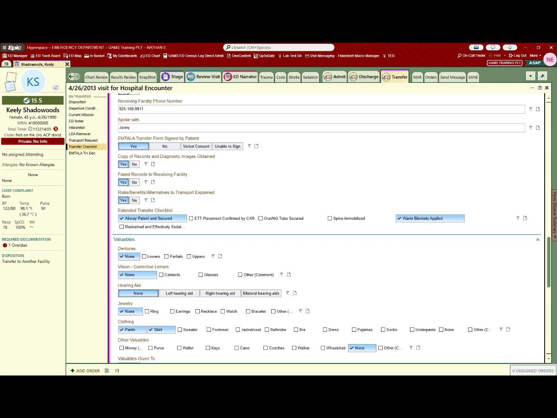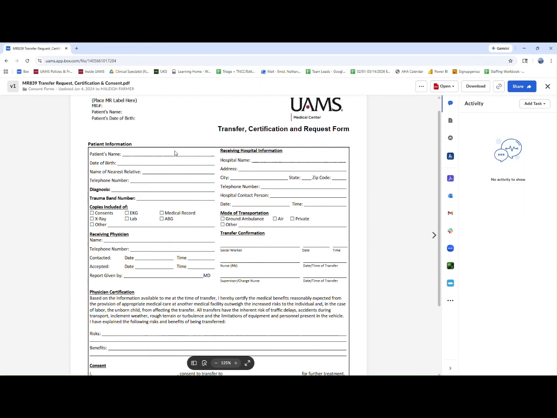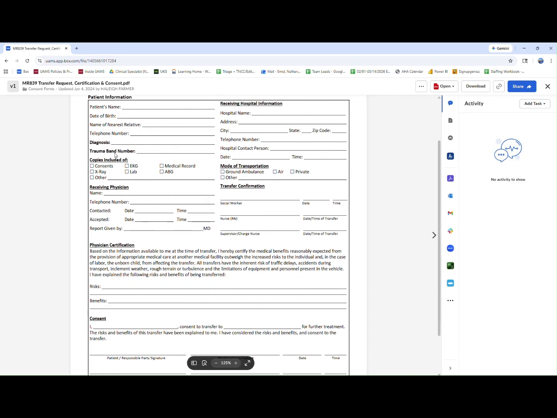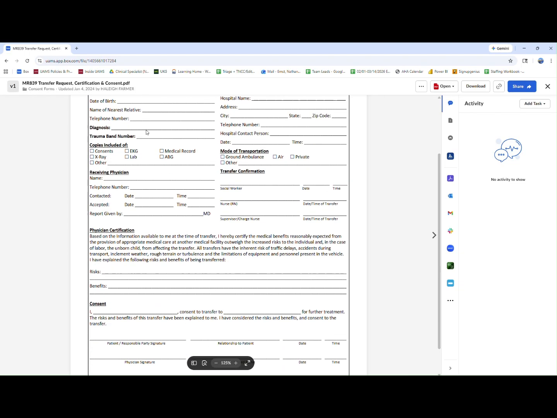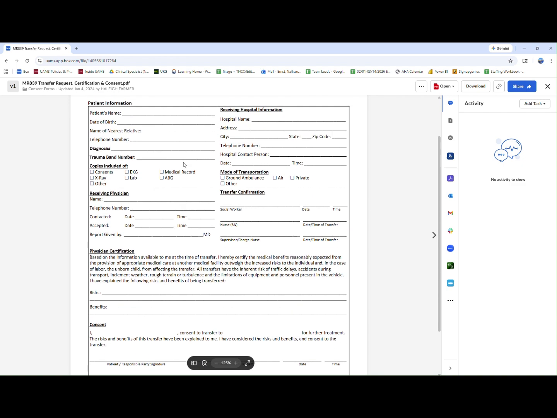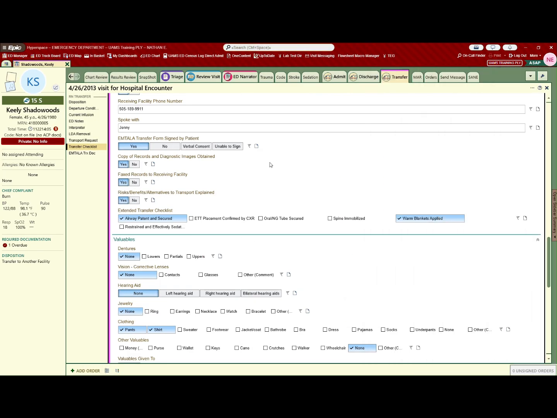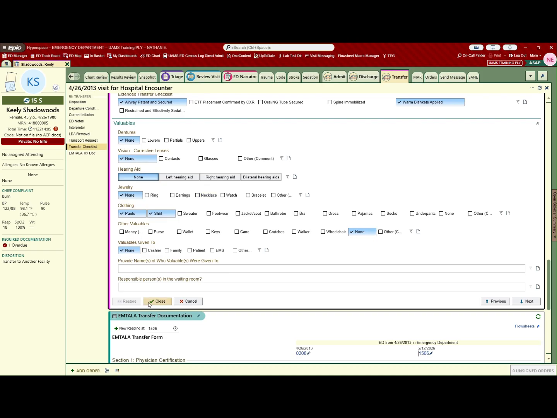But this is the form. It's in the consent file cabinet. You can see it's got basic stuff, where they're going, who they are. Your physicians need to fill it out and sign at the bottom. Again, there's my note about more areas to chart belongings. And then this last part, the Symptala transfer form.